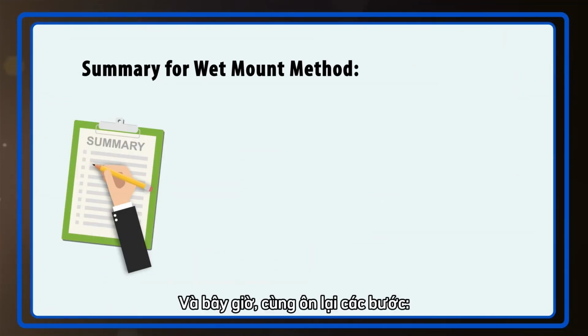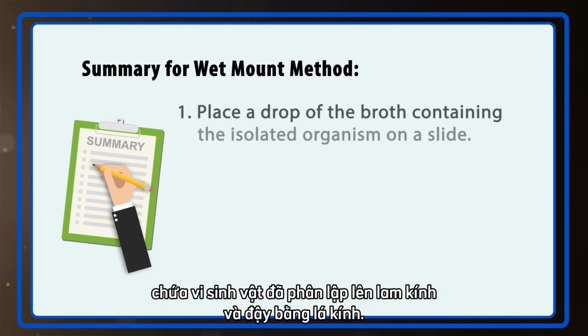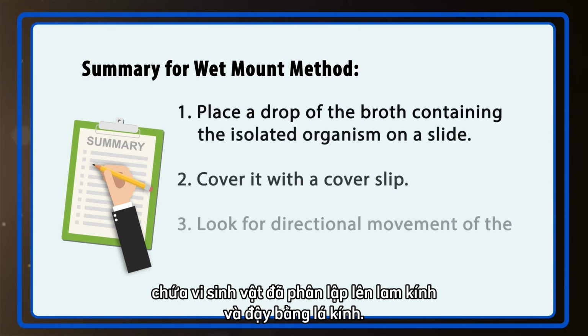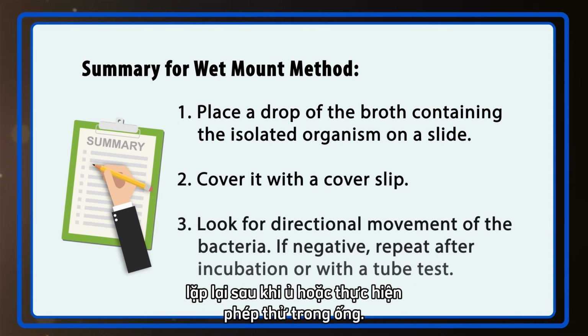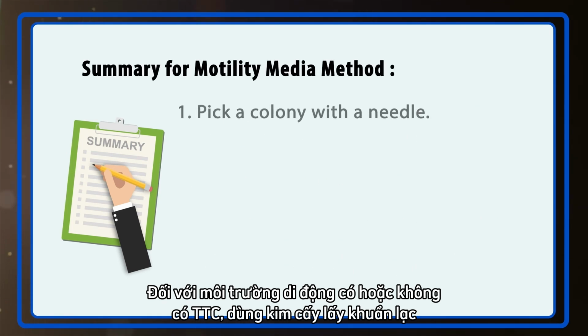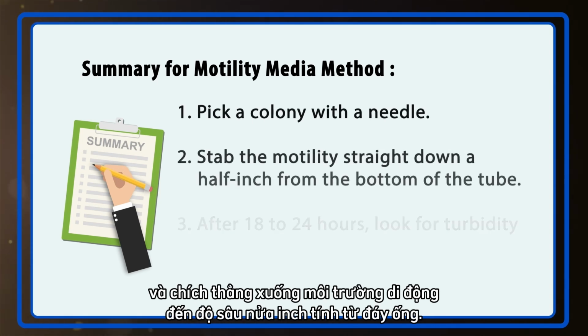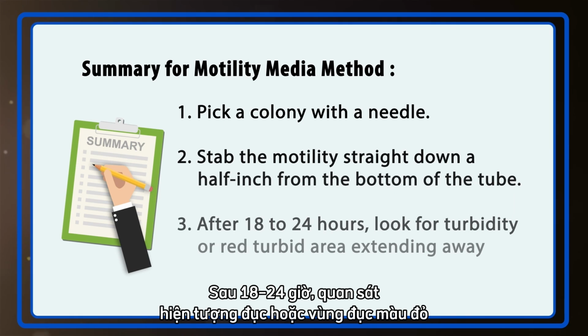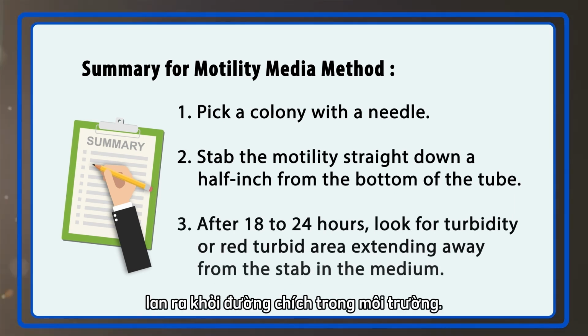And now, a review of the steps. For the wet mount, place a drop of the broth containing the isolated organism on a slide and cover it with a cover slip. Look for directional movement of the bacteria. If negative, repeat after incubation or with a tube test. For motility media with or without TTC, pick a colony with a needle and stab the motility media straight down to 1/2 inch from the bottom of the tube. And after 18 to 24 hours, look for turbidity or a red turbid area extending away from the stab in the medium.